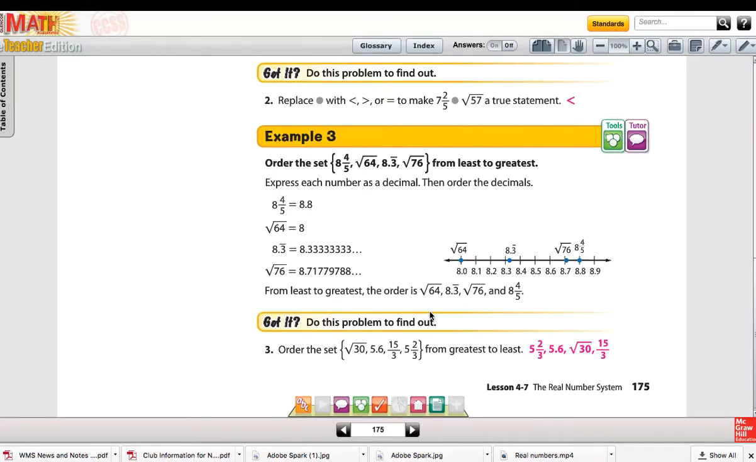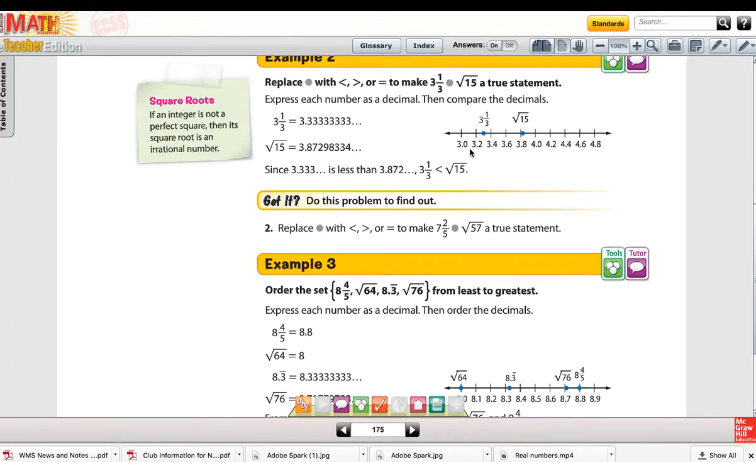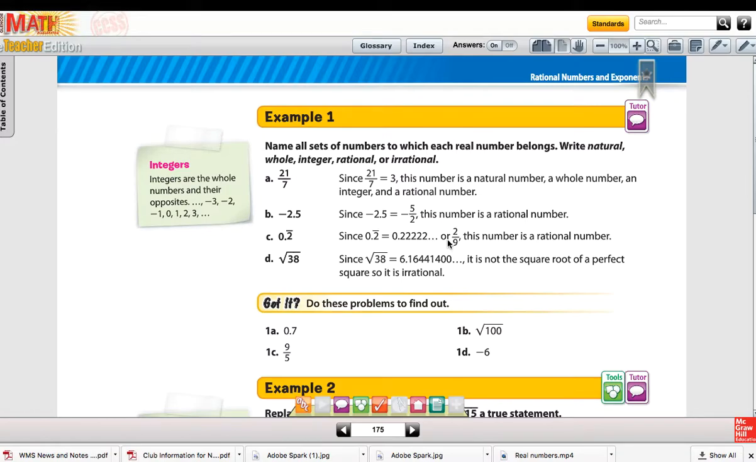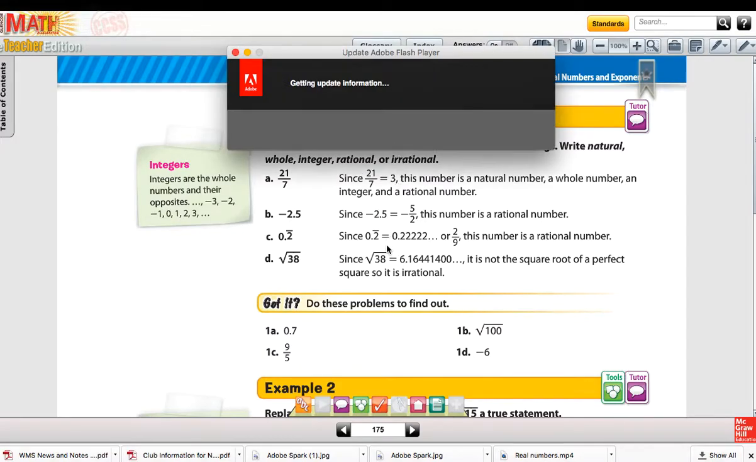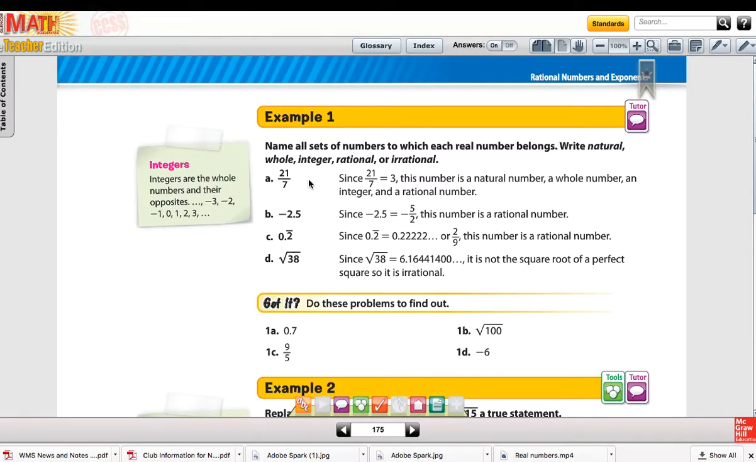Okay, so let's take a look at the top of page 175. Example 1 tells us to name all the sets of numbers to which each real number belongs, starting with natural, and then whole, integer, rational, or irrational. So you can look through those. Those should be pretty much review from what we looked at last chapter. Go ahead and hit pause and try to do examples 1A through 1D on the Got It section, and then press play when you're ready to check your answers.